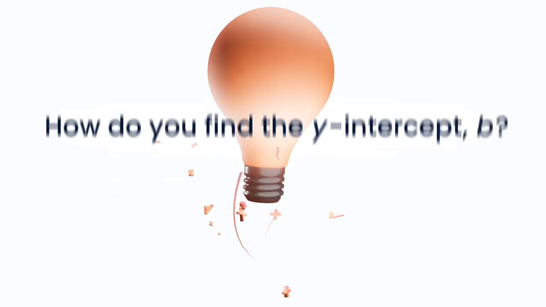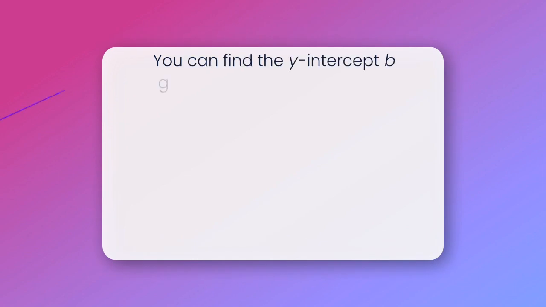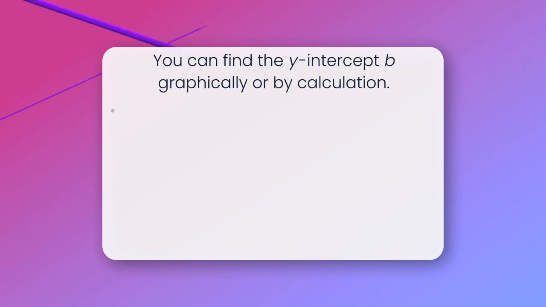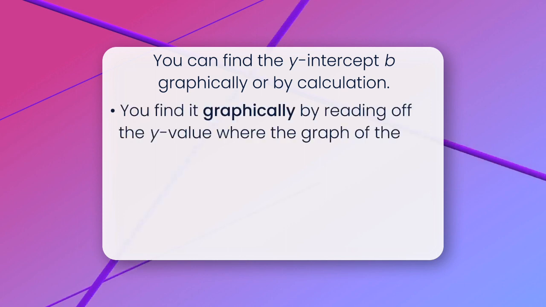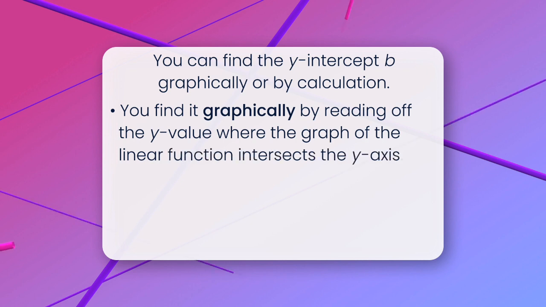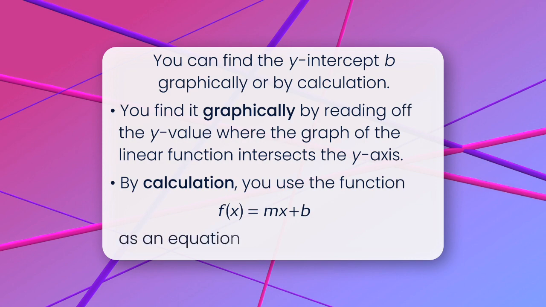How do you find the y-intercept b? You can find the y-intercept b graphically or by calculation. You find it graphically by reading off the y value where the graph of the linear function intersects the y-axis. By calculation, you use the function f of x equals mx plus b as an equation and solve for b.